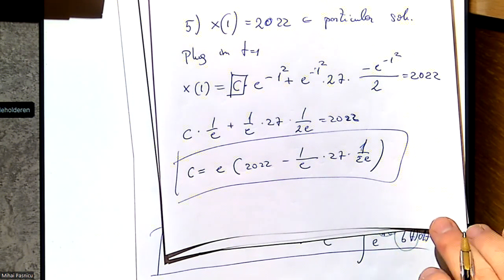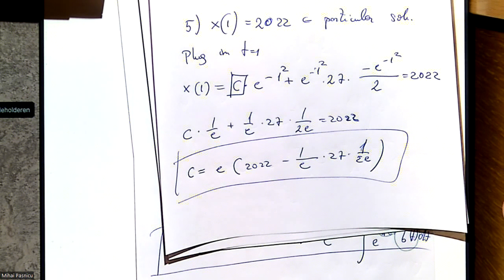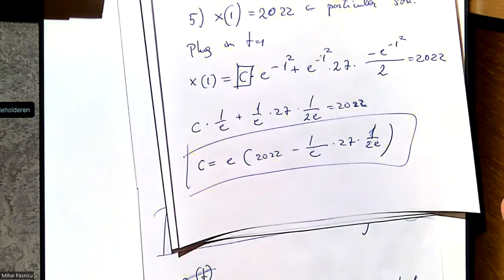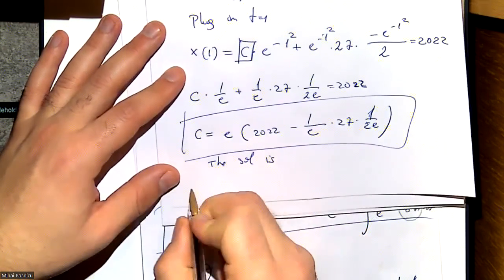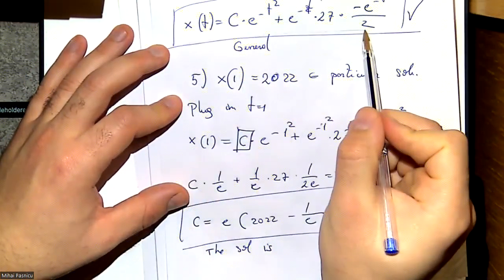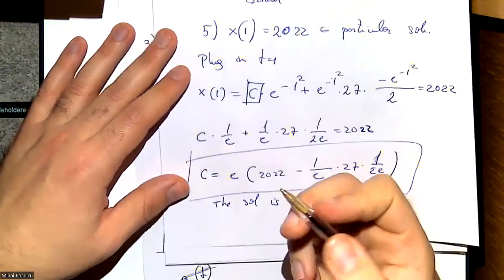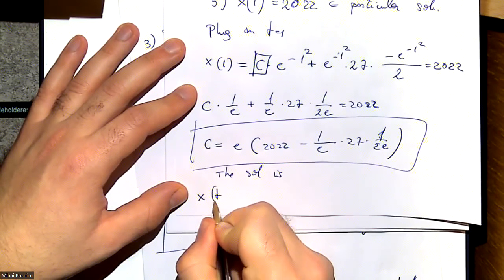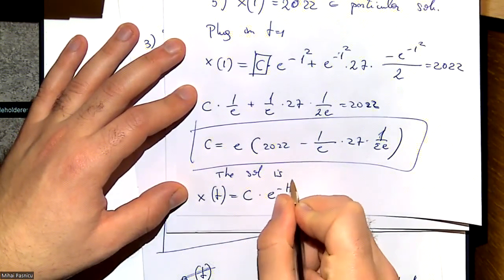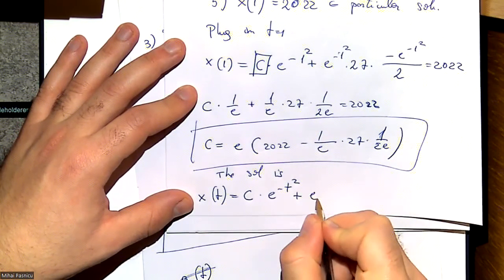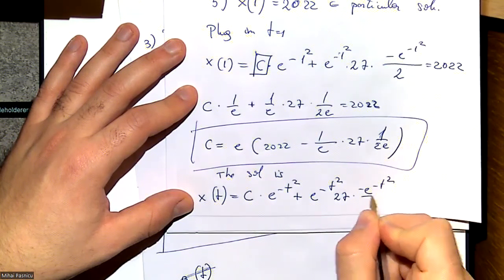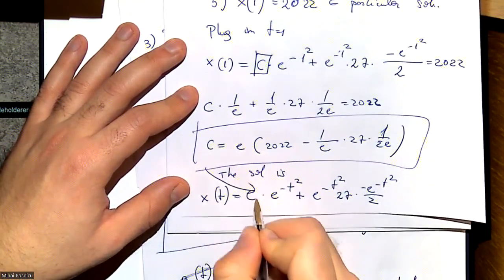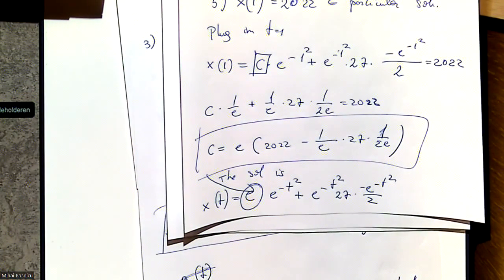At this point, you get all the points because this is literally what you have to do. If you want to be extremely formal, you could just do something like: the solution is, and then you write your general form, this one, and plug in c inside. I'm not going to do this, but I'll just write the general form. The solution is x of t equals c e minus t squared plus e minus t squared times 27 times e minus t squared over 2. And you plug this c in here. Okay? If you want to be formal.